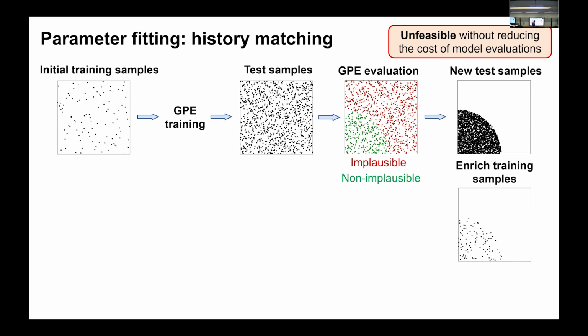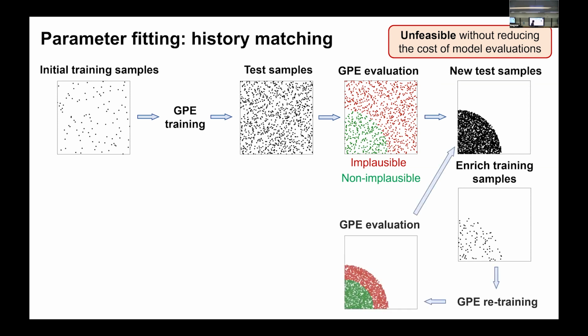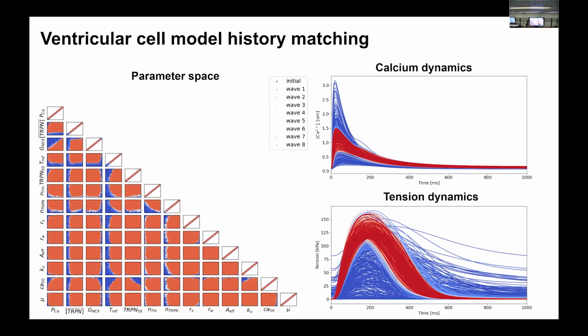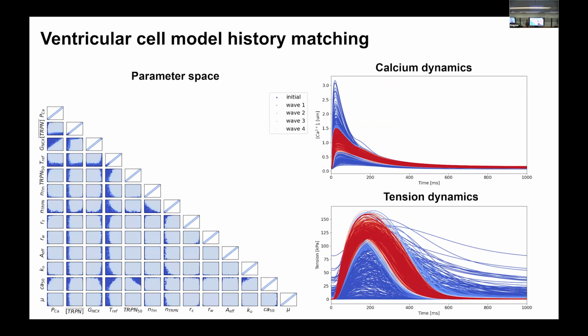So this is GP training, generate test samples from our GPE, evaluate, differentiate to implausible, not implausible, generate more samples, perform more simulations, and then retrain our GPE and go around in this loop. So we're zooming in our parameter set on the history matching to get a confined space, which is going to represent the physiologically plausible cell. And this is going to work. We can then do that in multiple waves, repeating this one after the other until we identify the plausible space in red here, which is the samples that we're going to accept when we're doing our sensitivity analysis.